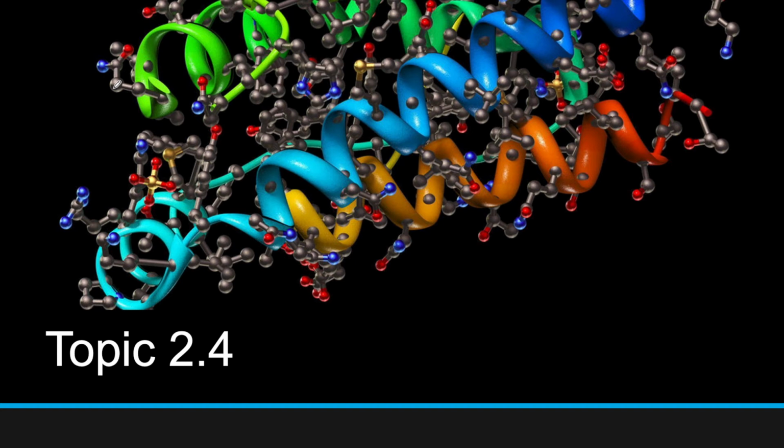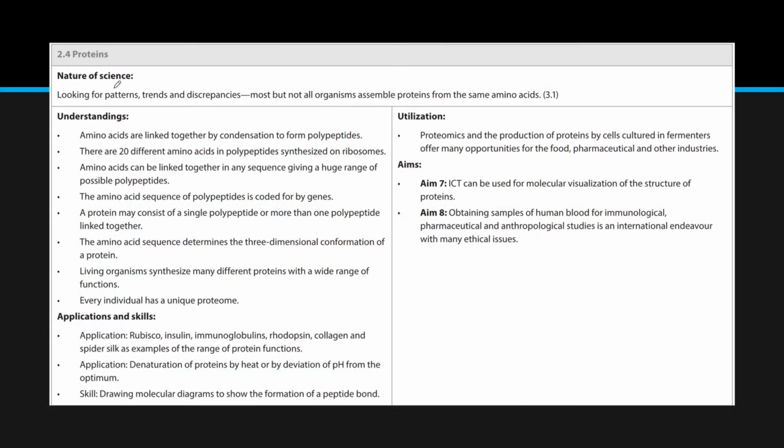Hello and welcome back. This is topic 2.4 in the IB biology curriculum. This is basically all about proteins. If you want to take a moment and look at everything IB expects you to know for this unit, the understanding, the application, the skills, most of it will be covered.